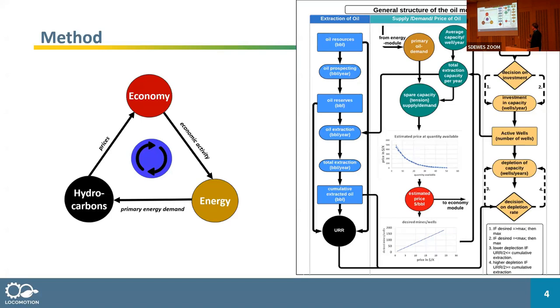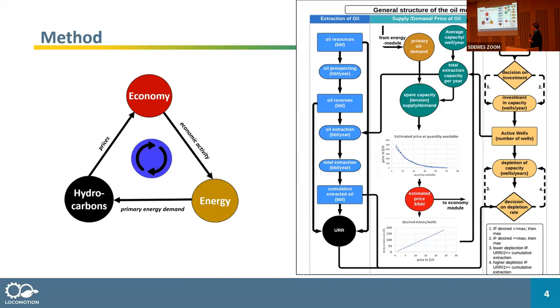On the other side, you can see the detailed structure of how the fossil fuel model is made up, and I will try to point it out. Here we have the resources moving via prospecting to the reserves, then the reserves get extracted. Here we track the amount of oil that is already extracted and that will be extracted over the time of the model run.